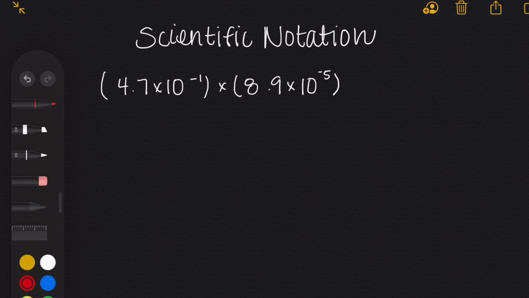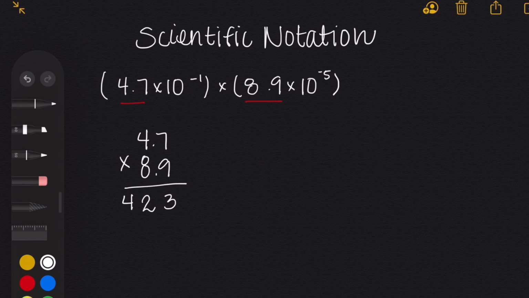Next we'll be multiplying using scientific notation. So first we're going to take a look at 4.7 times 8.9. And by multiplying this, we get 41.83.